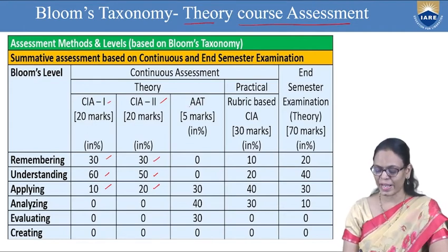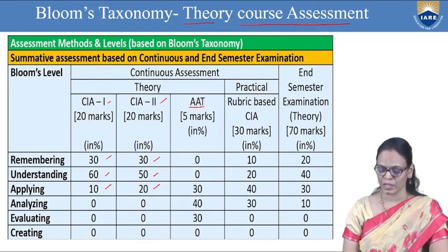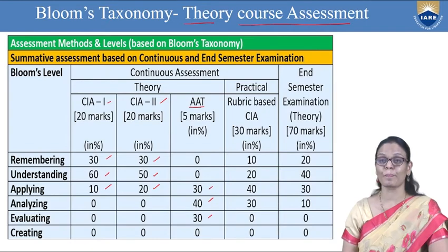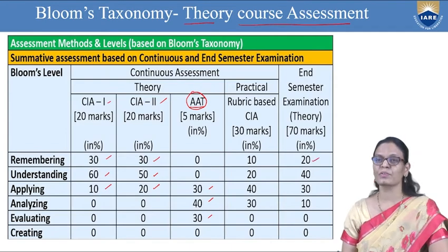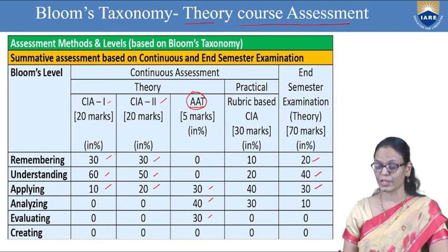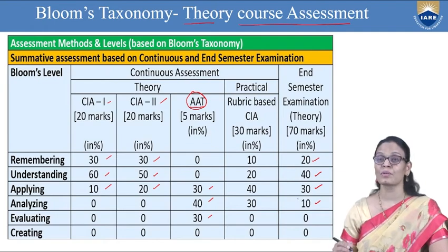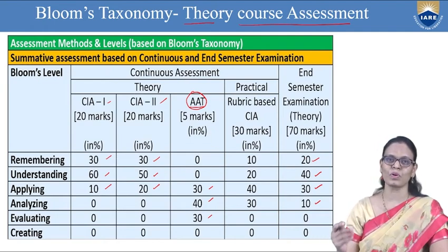And then we also have AAT, which we call alternate assessment tools. They are used to assess the higher order skills like analyzing and evaluating. So first they try to apply, analyze, and then evaluate. So AATs are used for this. And then in the end semester examination, only 20% will be remembering questions, 40% understanding, 30% apply, and 10% analyze. So this is how the distribution is to check for the CO, PO attainment.